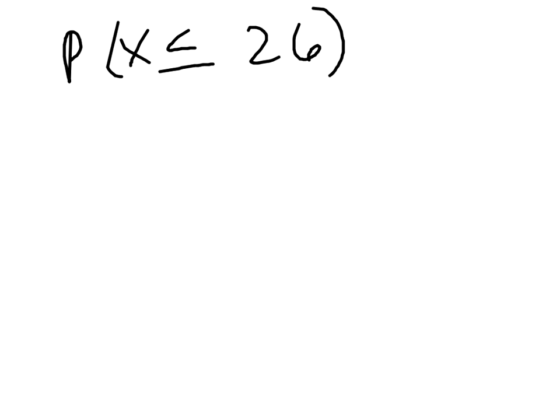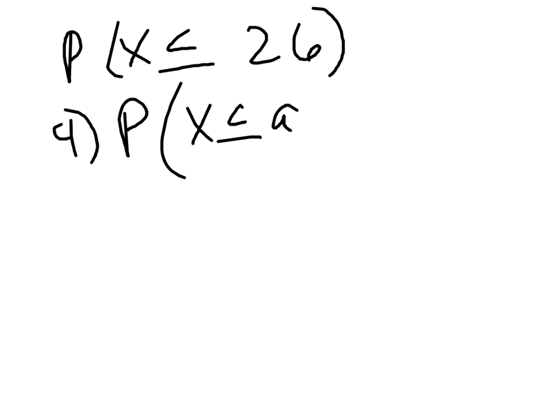Now, go back two pages, and on page 355, we have a correction. It's number 4, and it says for a situation where x is less than or equal to a, we simply add 0.5 to our value a. This is number 4.